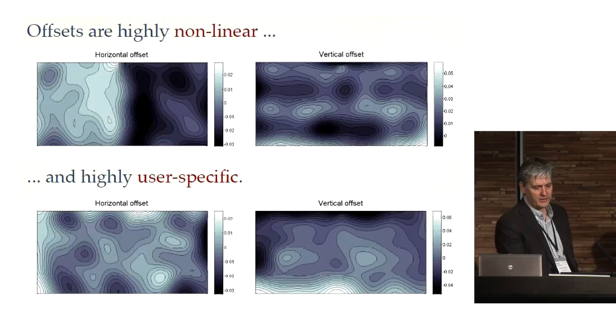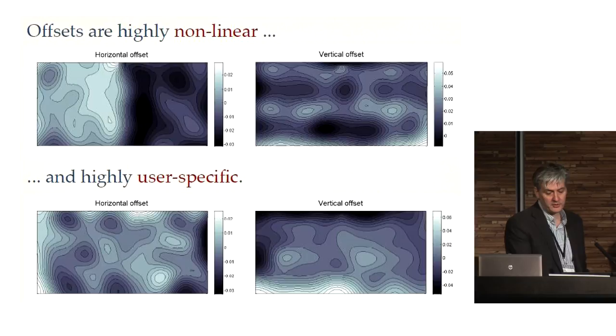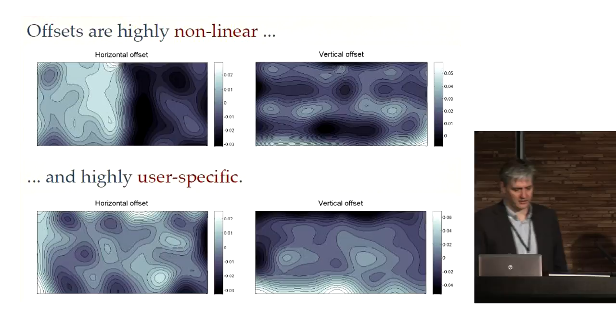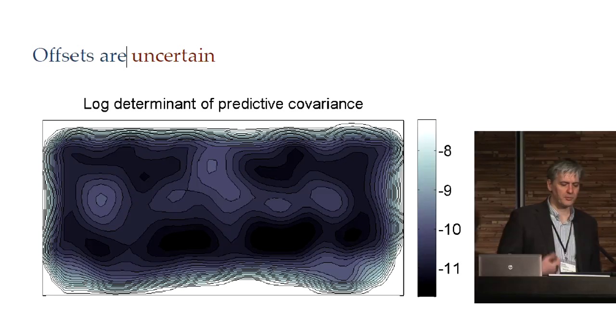This is the horizontal offset, so at the halfway point in the phone, they're changing. And for the vertical offset, you can see the lines in the structure of the offsets changing depending on where you are. But they're user specific, so this person did something quite different. So you can learn these models to improve the touch performance for users. And you can also look at the uncertainty, so you can see where they're more precise and less precise because you're using a Gaussian process prior.